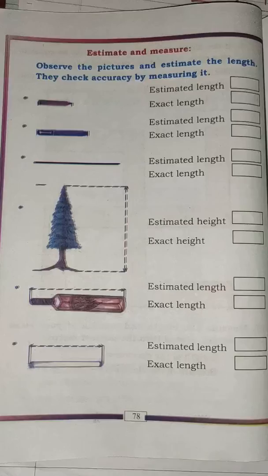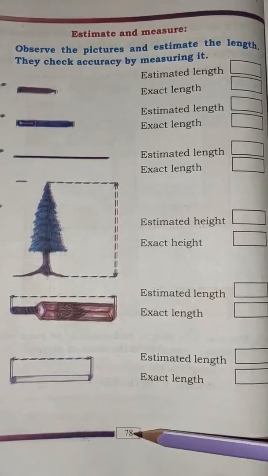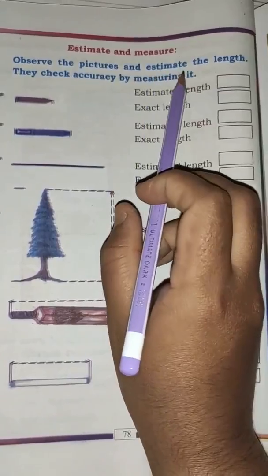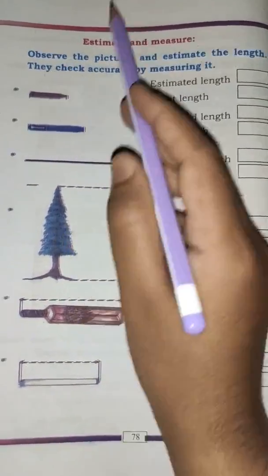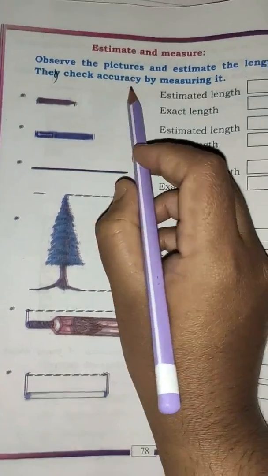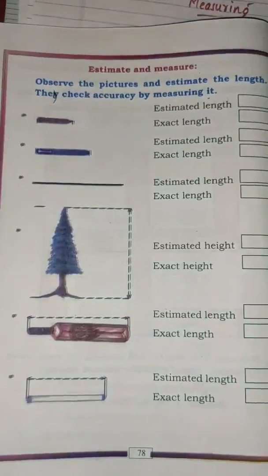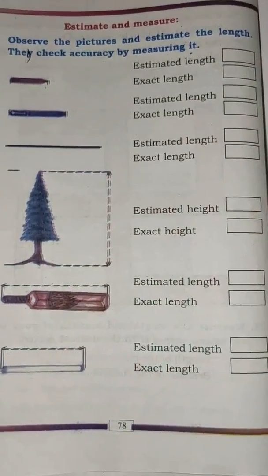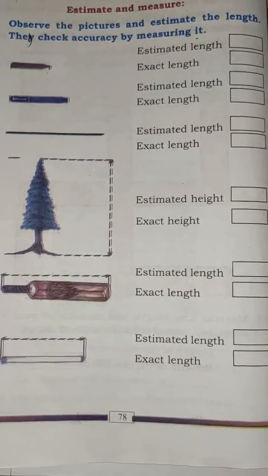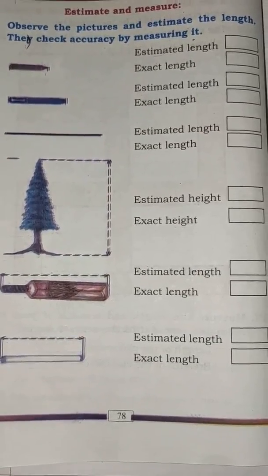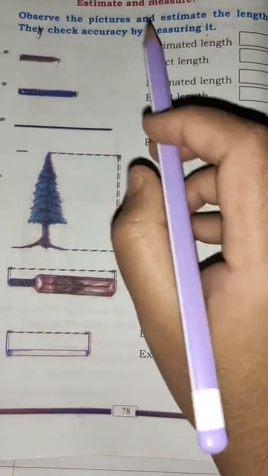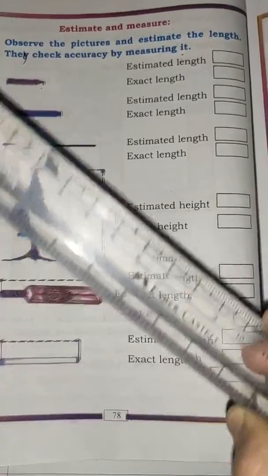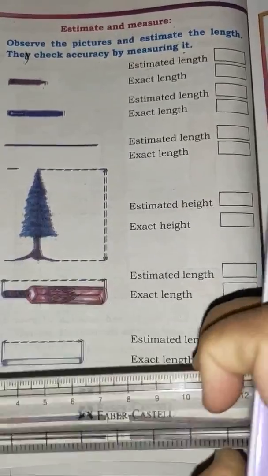Okay children. Now children, turn the page, come to page number 78. Estimate and measure. Observe the pictures and estimate the length, then check accuracy by measuring it. Okay, first what you have to do, you have to observe these given pictures, then you have to estimate their length. Means you can imagine their length. It may be of this length, it may be of this much length. Okay, you just imagine it. Then you have to write. Afterwards, by taking your scale, you have to measure its exact length.